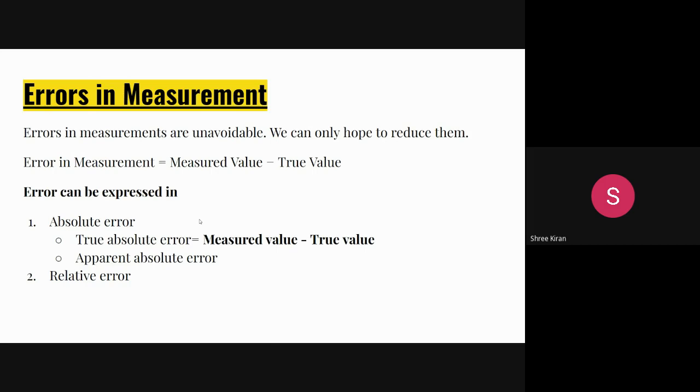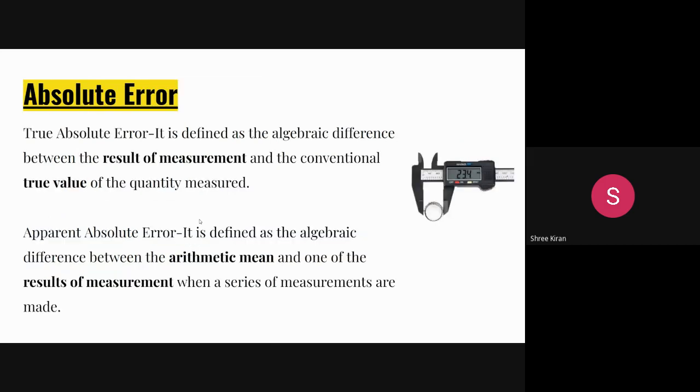Then the main thing is the absolute error between the result of measurement and the conventional true value of the quantity measured. And then we have the apparent absolute error. It is defined as the algebraic difference between the arithmetic mean and one of the results of measurement, where a series of measurements are made.